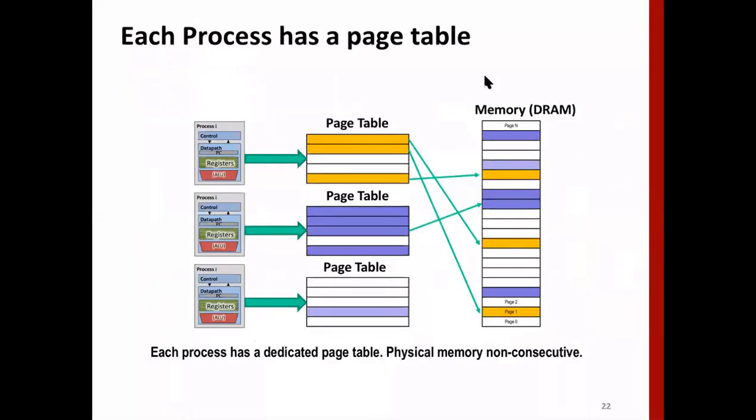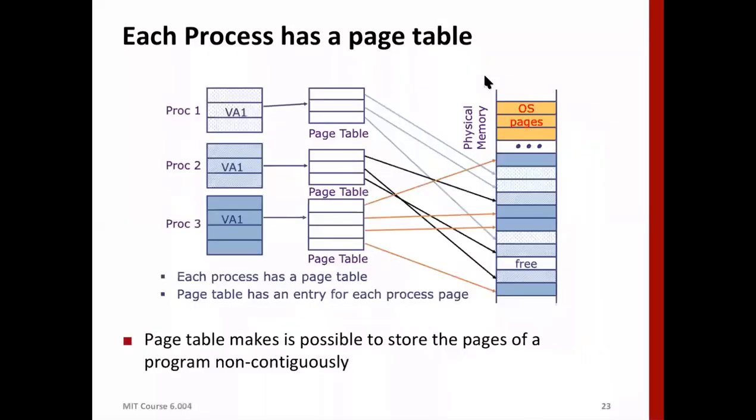Now each process will have its own page table, and each page table will map into different pages in the physical memory or main memory. It means that all the pages required by process one need not be contiguous. For example, the yellow pages are spread everywhere, wherever the space is available. The OS can use that and map it to different processes, so non-consecutive pages can be mapped.